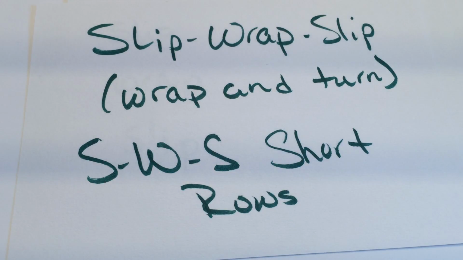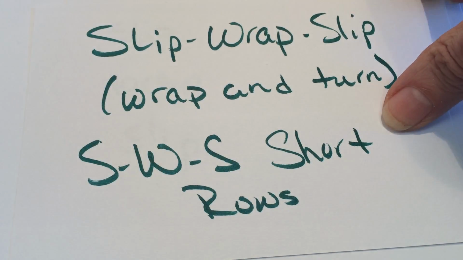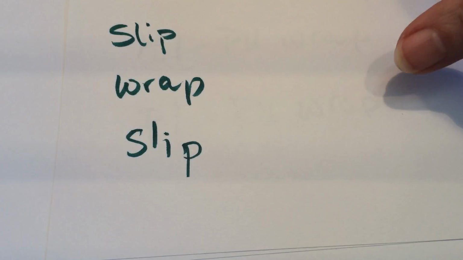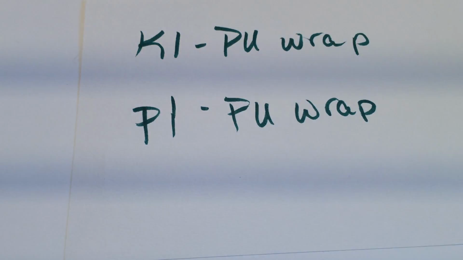The short rows I'm going to show you now are what I call slip wrap slip or SWS short rows. This is the wrap and turn method. There is the abbreviation SWS, which stands for slip, wrap and turn, and slip. And then the other abbreviation is knit one, pick up wrap, or purl one, pick up wrap. It depends on which side you're working on. And there is an element of having to deal with the orientation of the stitch when you get to it. So let's take a peek at this.